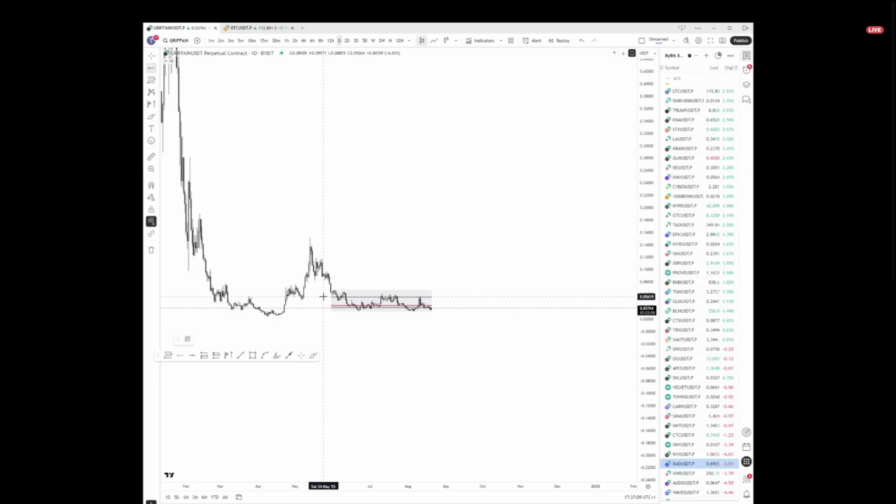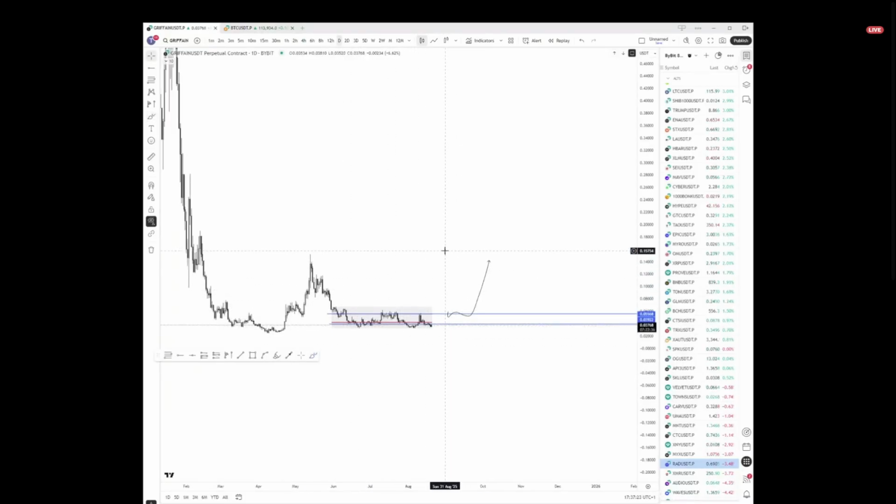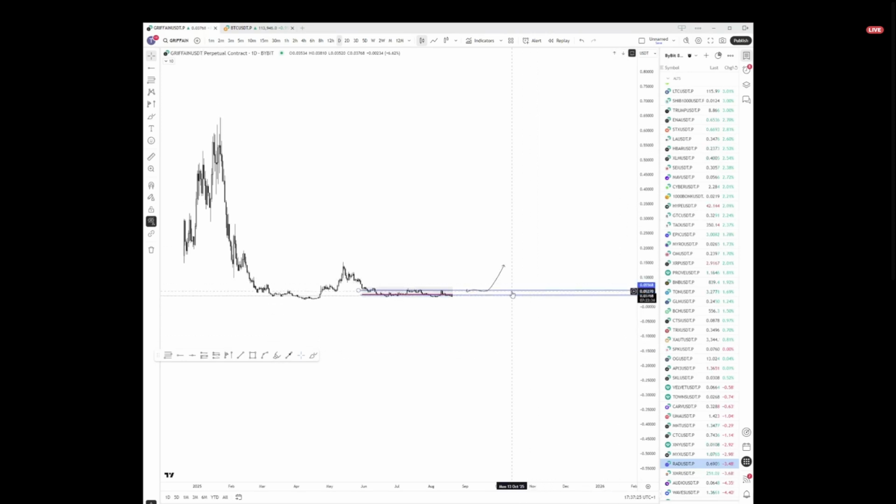I wouldn't touch Griffin. It depends on what time frame you're talking, but I wouldn't really. If you're talking about spot, I wouldn't touch it until we're above here. It needs to break out of this daily range. Jesus. That'd be nice.